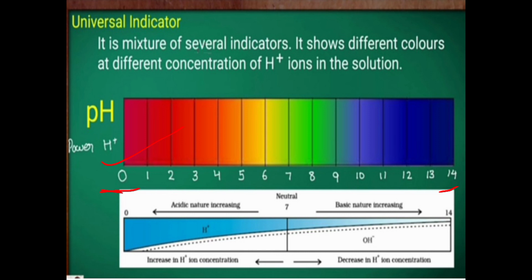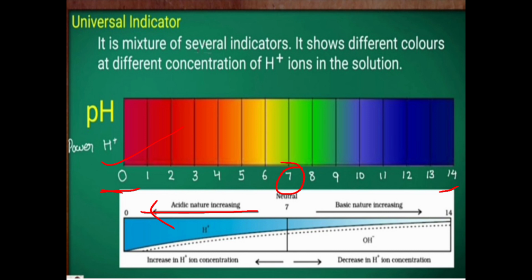Now, pH should be thought of simply as a number which indicates the acidic or basic nature of a solution. The higher the hydronium ion concentration, the lower is the pH value. The pH of a neutral solution is 7. So if the solution is neutral, the pH will be 7. Values less than 7 on the pH scale represent an acidic solution.